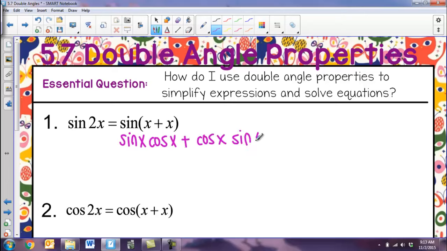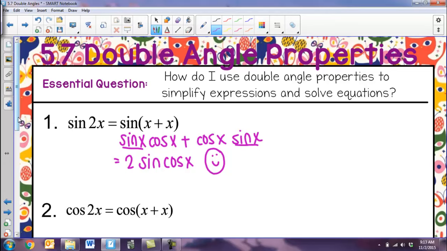Again, that's just the sum and difference properties that we did in the past, where your a would be x and your b would also be x. Now, if you notice here, both of these expressions have a sine and a cosine in them. They are technically like terms because if you have multiplication, you can write them in any order. So I could write this sine x cosine x plus sine x cosine x, which would get me 2 sine x cosine x. And if you notice, that is what is on your formula chart. And so that is why that works.